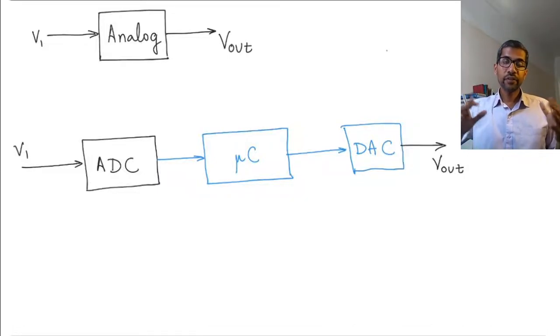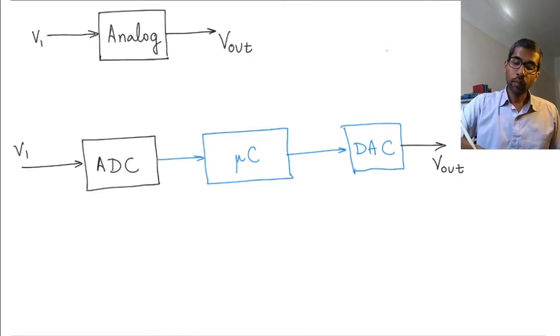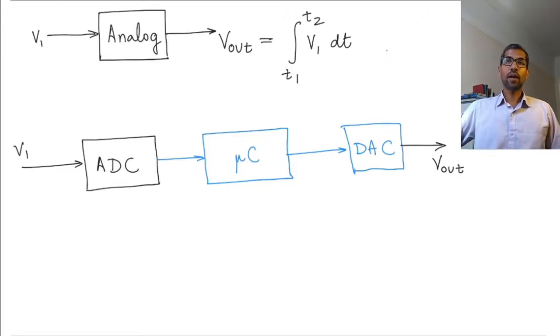Let's look at the same system again, and this time I say what I want to do is V out, and my V out I want it to be equal to an integration of this signal of V1 from, let's say, time t1 to t2. Okay, so I just want to integrate. I want the integration of the signal. Now, how do I do this operation?